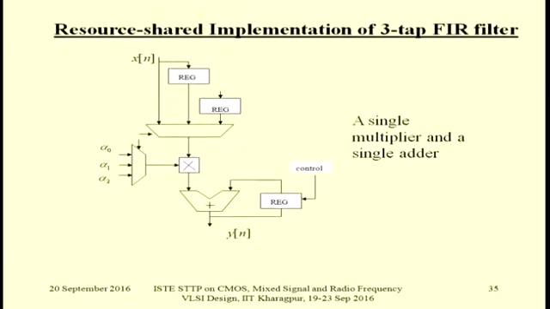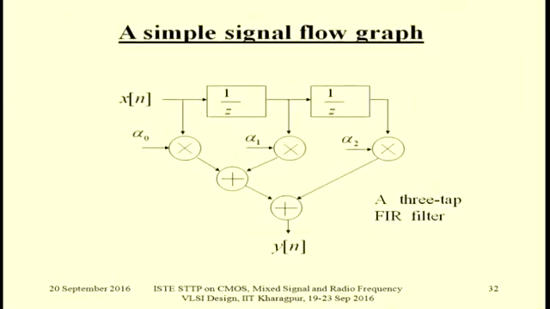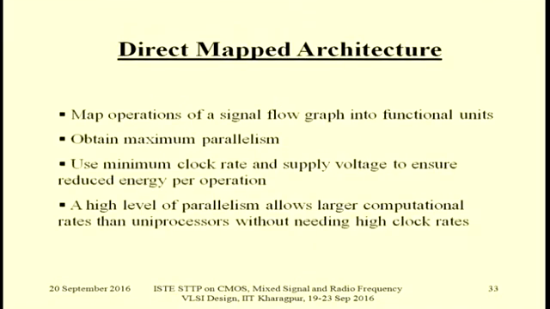But if you go for resource sharing, registers will still be needed because the delay will be as per the equation. But you can adopt a multiplexer and use a single multiplier and a single adder. Instead of 2 adders, why don't you use an accumulator? Because these inputs will come at different points of time. The equation for this will be y of n equal to x n multiplied by a0 plus x n minus 1 multiplied by alpha 1 plus x n minus 2 multiplied by alpha 2. So it is a simple FIR filter.